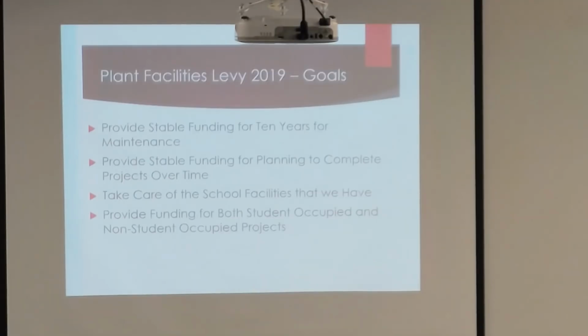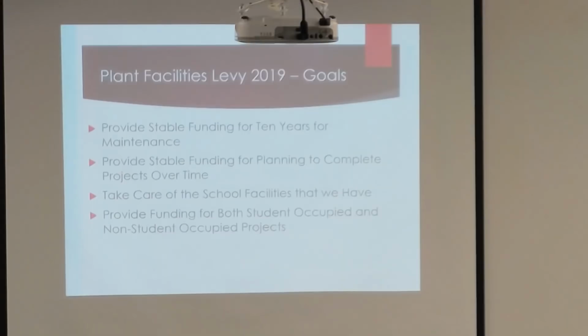Again, take care of the school facilities that we have and provide funding for both student-occupied and non-student-occupied projects. Right now we really focus on student-occupied, and probably should, but there are projects we need to do that are considered non-student-occupied that we've neglected some, because we're required to spend so much on student-occupied and we don't have the money to do another. A good example is a concrete ramp we need to change to make it appropriate for ADA requirements. Those are outside the building. The logic would be that would be a student-occupied reason, but I didn't write the law. So that's what we mean by providing funding for both student-occupied and non-student-occupied projects.